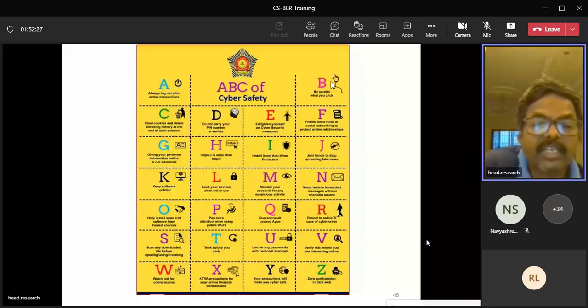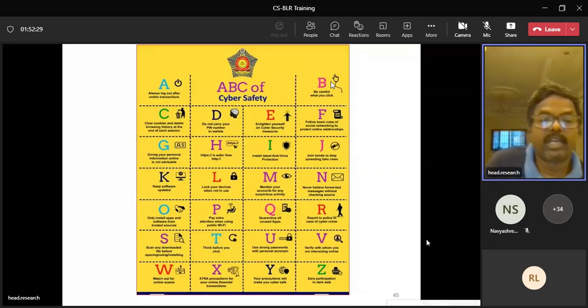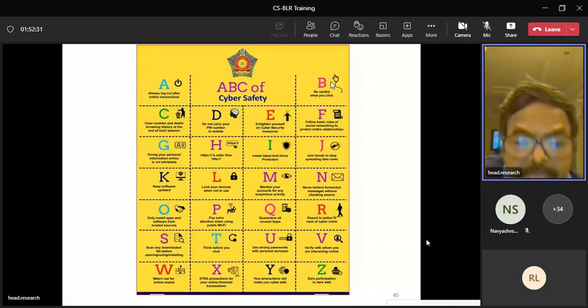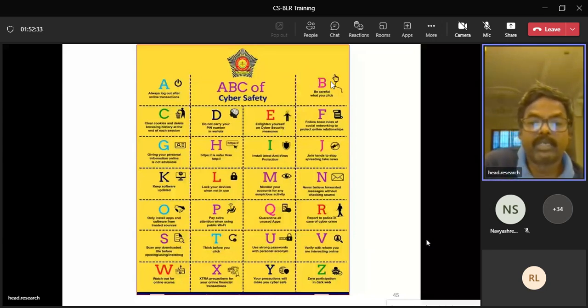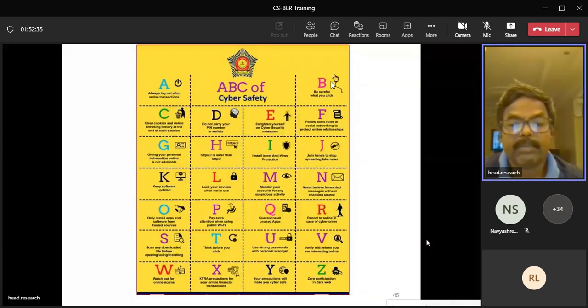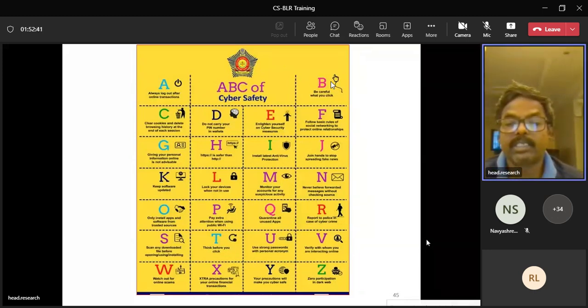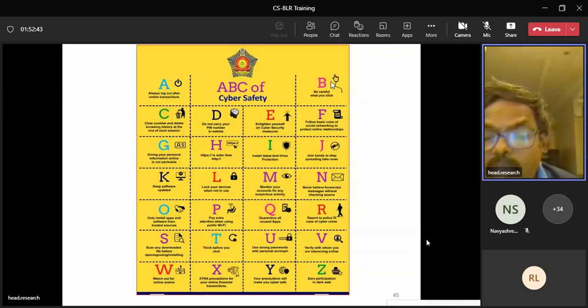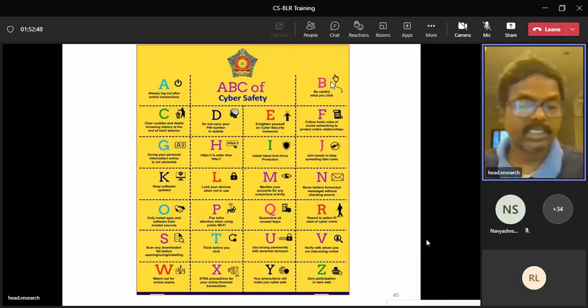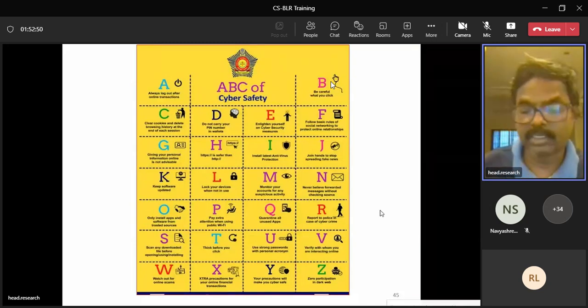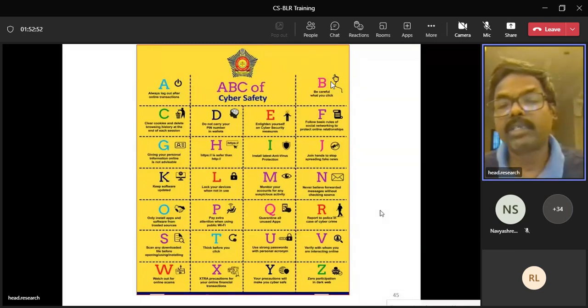X stands for extra precautions for your online financial transaction. Y stands for your precautions will make you cyber safe. Z stands for zero participation in the dark web. So with this, I am closing the theory session of introduction to cyber security. We will see the remaining concepts.